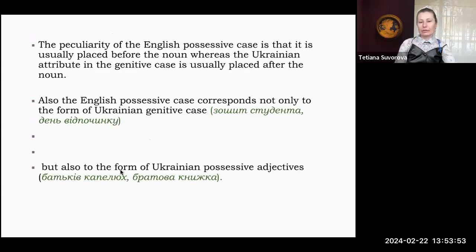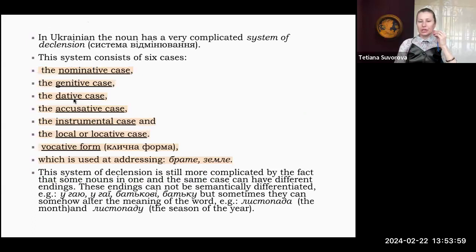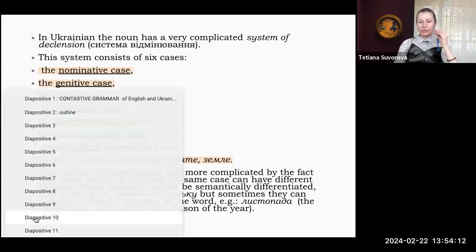In Ukrainian, there are a lot of peculiarities. In fact, you will find them in the slide. These are the names of the cases in the Ukrainian system of declension.